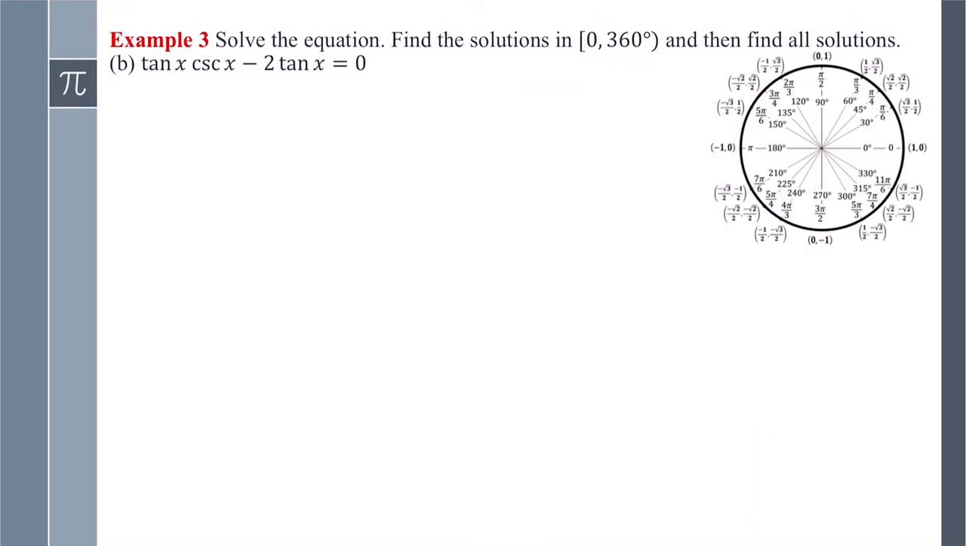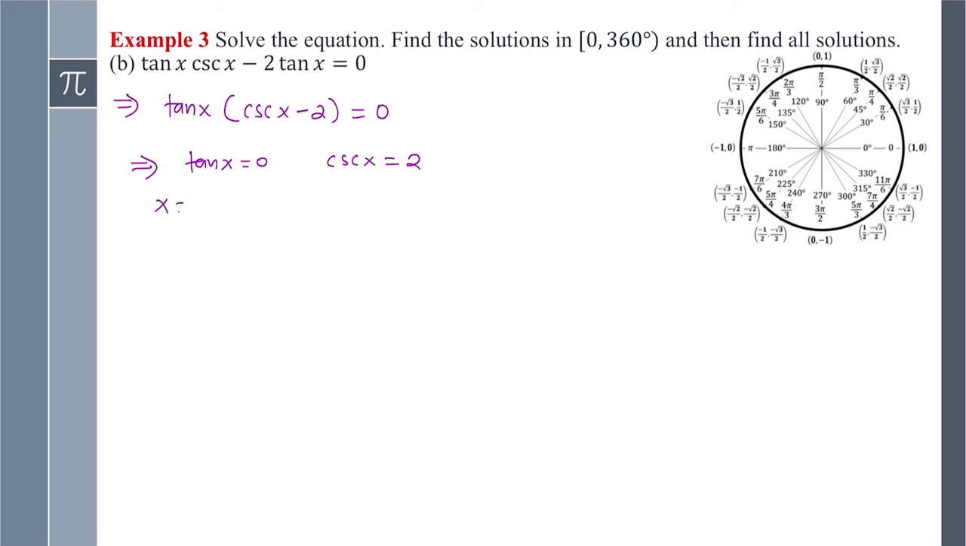Let's look at another example. Here again, we are going to solve this by factoring. So we can factor out tangent x here. So we have tangent x, then we have cosecant x minus 2 equals 0. And then from here we have tangent x equals 0, or cosecant x equals 2, because we have cosecant x minus 2 equals 0, which means cosecant x is 2.